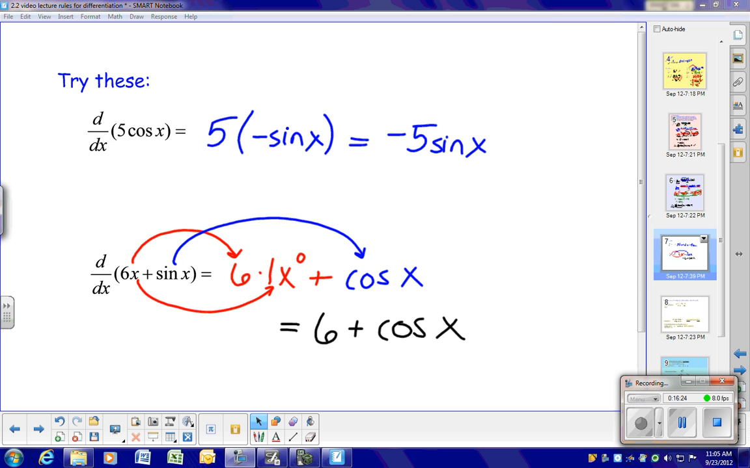Okay, here is my work for these two questions. Verify that you got both of them correct. Negative 5 sine x for the first one, 6 plus cosine of x for the second one.